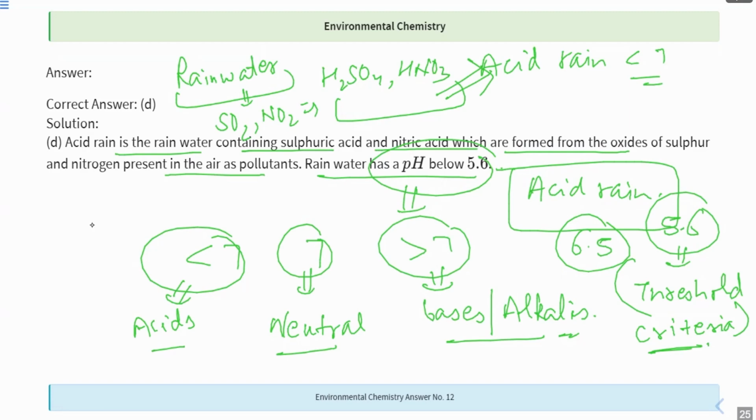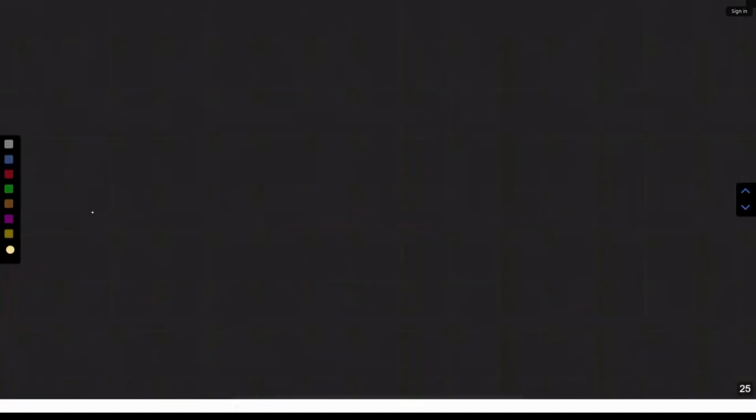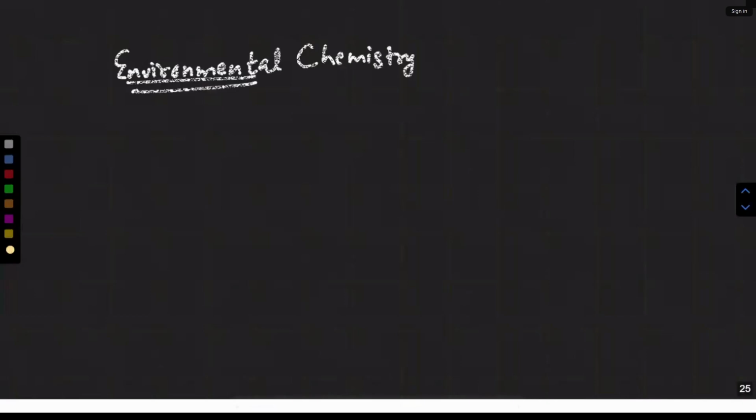But we can even move ahead and talk more on that. So let me take a blackboard and here I will explain. First thing, environmental chemistry is a theoretical topic, so you need to learn the concepts, and only after that you can answer the questions asked in JEE Mains or even NEET. So let's firstly talk about the four layers.